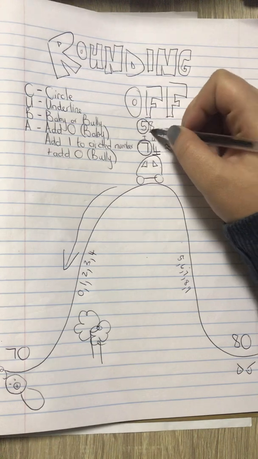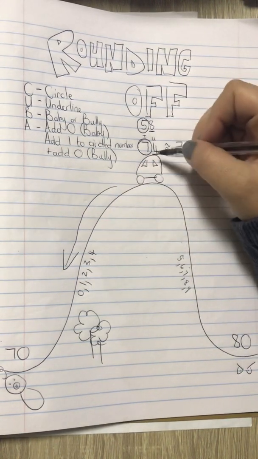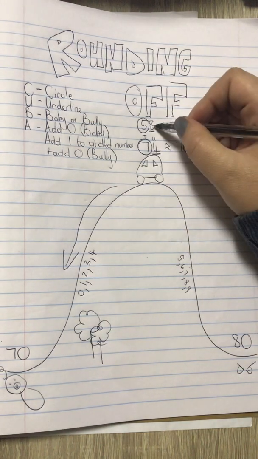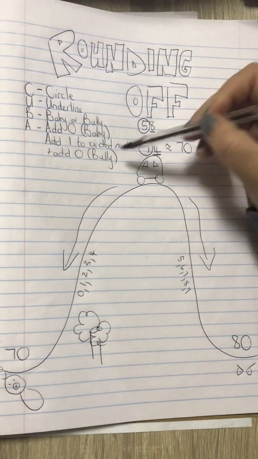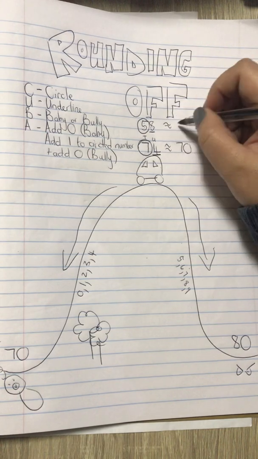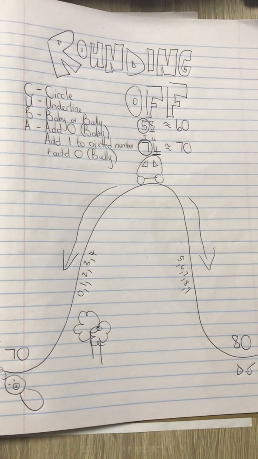Decide, baby or bully. 0, 1, 2, 3, and 4 go to the baby. 5, 6, 7, 8, and 9 go to the bully. My 8 makes it go to the bully side. So if it's in the bully side, I add 1 to this number. So 5 plus 1 is 6. And I make my 8 a 0.